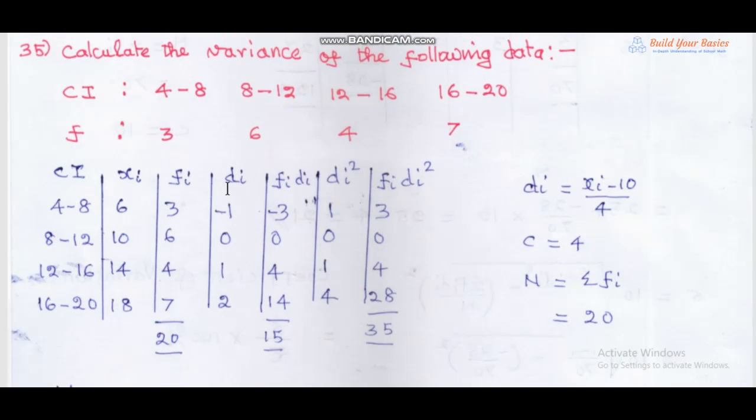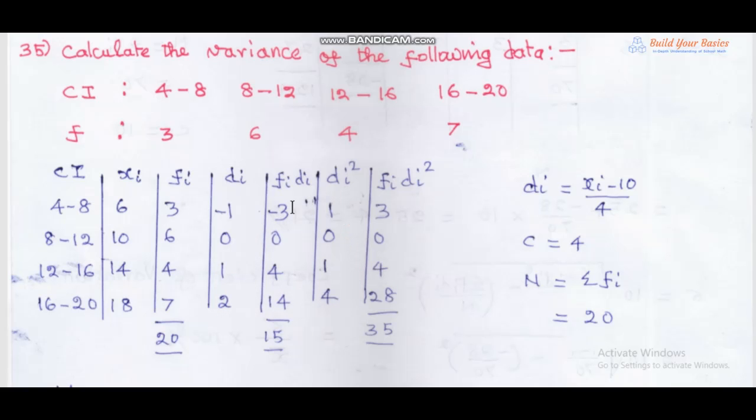Then di column: 6 minus 10 divided by 4 is minus 1. 10 minus 10 divided by 4 is 0. 14 minus 10 divided by 4 is 1. 18 minus 10 divided by 4 is 2. Then fi di: 3 into minus 1 is minus 3. 6 into 0 is 0. 4 into 1 is 4. 7 into 2 is 14. Sigma fi di is 15.